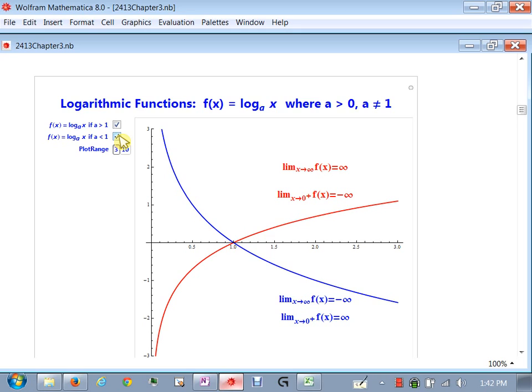You think you can handle the ideas here with the graphs? You really have 4 situations, don't you? You have a to the x, with that number being bigger than 1 or less than 1. You have log base a of x, with the a being bigger than 1 or less than 1. In all 4 cases, you need to know how they behave.